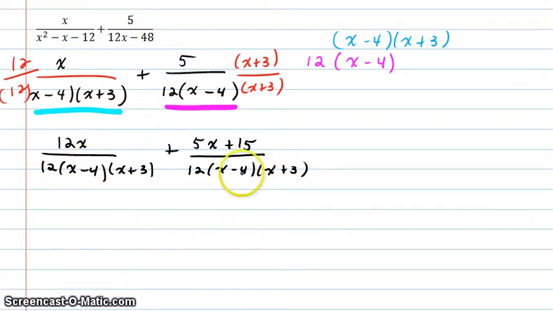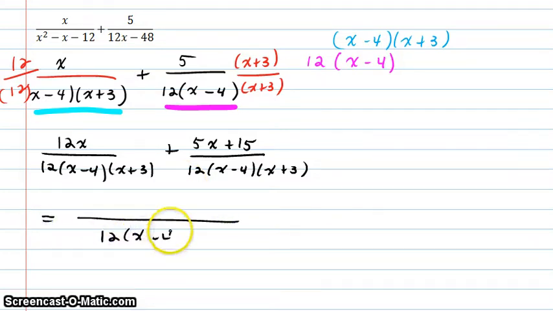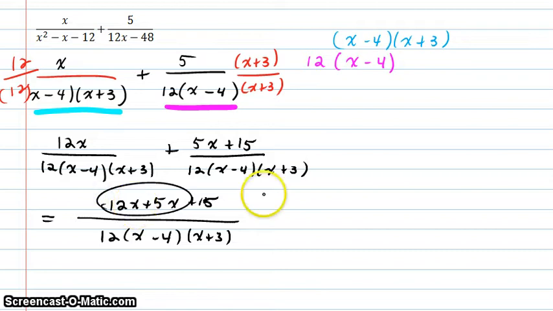Okay, so I have a common denominator. The denominator is the same in both fractions, so that means we can go ahead and keep that denominator and add the numerators. So there's my denominator. And then I have 12x plus 5x plus 15. Now go ahead and combine your like terms in the numerator.